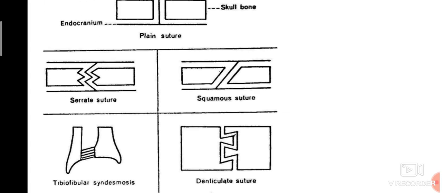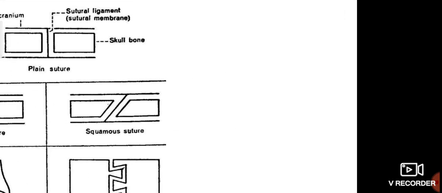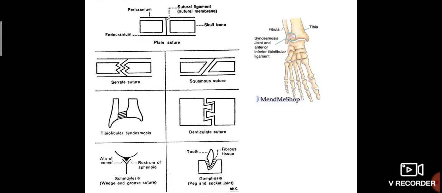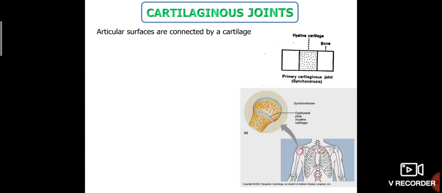This picture shows different types of sutures. And this is a syndesmosis joint. These three are different types of sutures. This is an example of gomphosis.